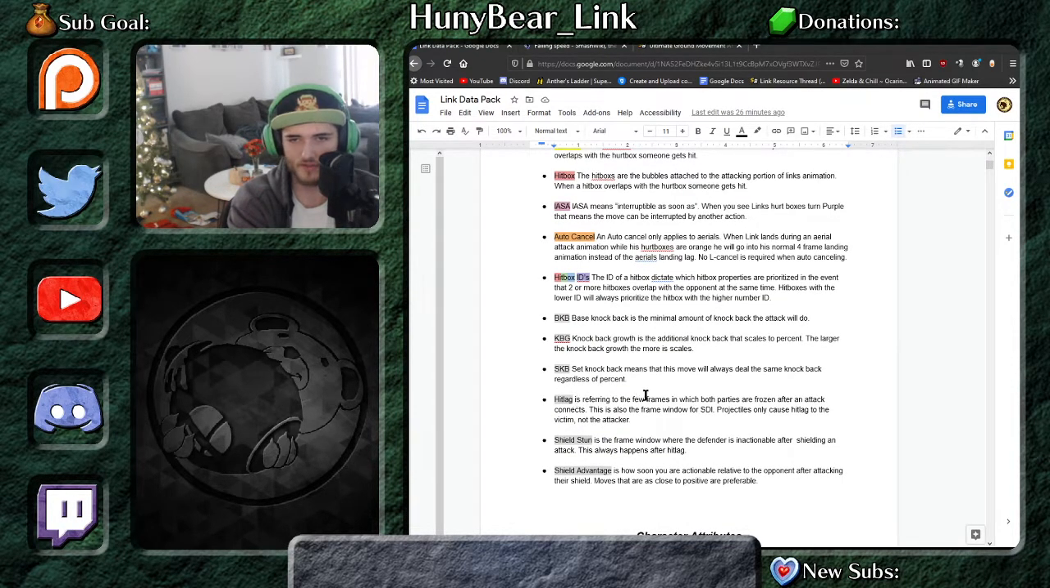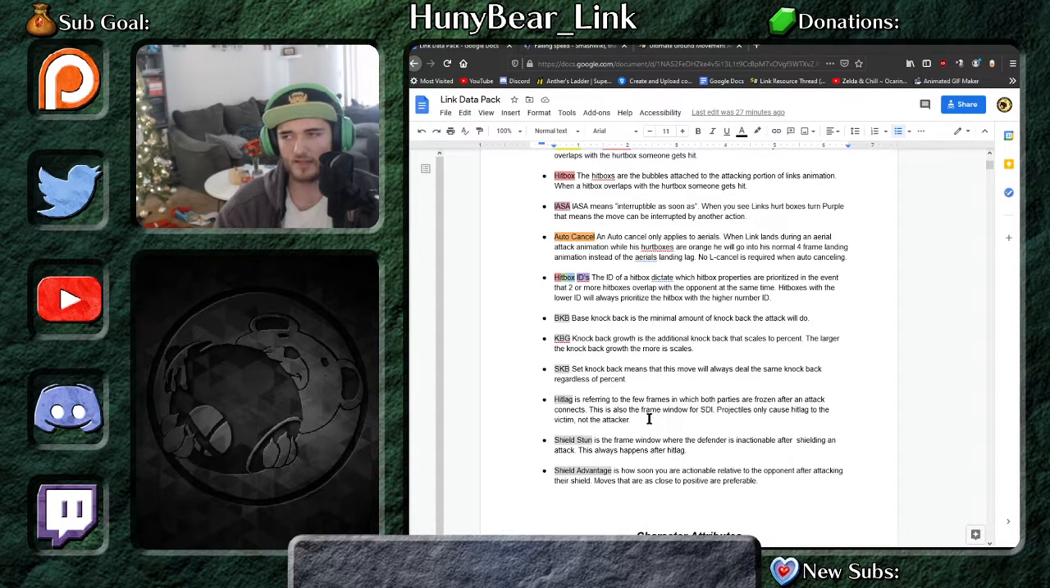Hit lag. Hit lag is referring to the few frames in which both parties are frozen after an attack connects. This is your window for SDI, and when you hit an opponent with a normal move, you're both stuck in hit lag for a certain amount of time. And with projectiles, it only causes hit lag to the victim, not the attacker. Also, little known fact, crouch canceling reduces hit lag and hit stun by 1/3. So it only does 2/3 of the amount of knockback, but it also reduces hit lag. So you're actually actionable sooner than your opponent when getting hit.